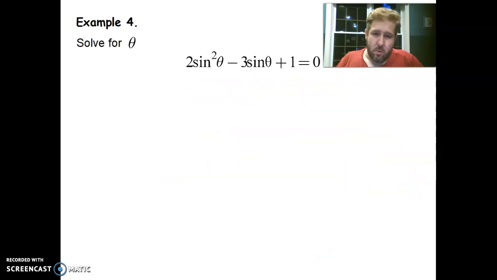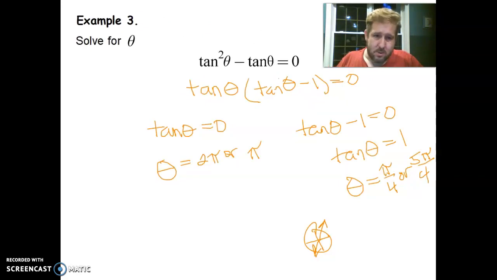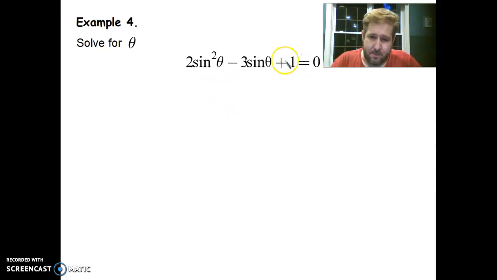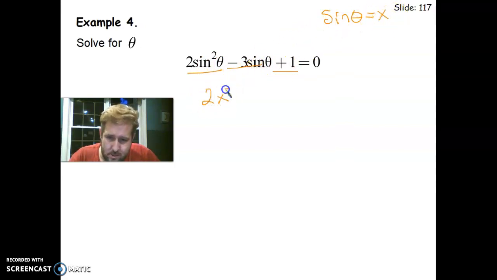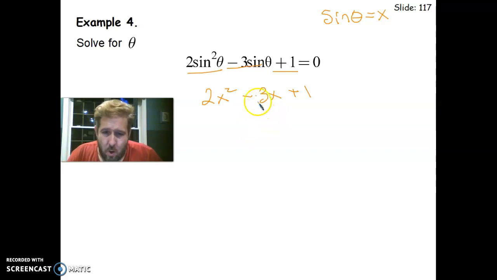All right, I'm going to do just one more example, and this one is going to be for using substitution. Now, when you look at this, it might not be so obvious, but this is really a trinomial, right? If we take sine of theta and call it x, then let's just substitute x in for sine of theta. So that would be 2x squared minus 3x plus 1. Now looking at this, we've got a simple algebra 1 problem that we can factor, right?